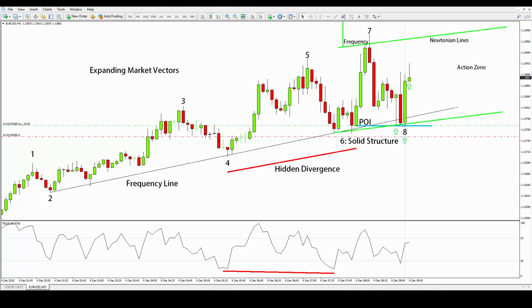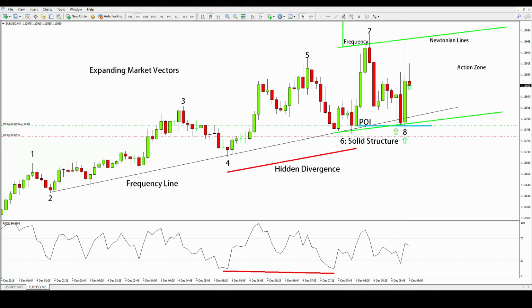Beyond these details I already mentioned, we also have surrounding elements that agree with the main idea of what we have talked about here so far. One good example is the hidden divergence that can be found between lows 4 and 6. That's a subtle indication that this market has indeed more power to the upside.